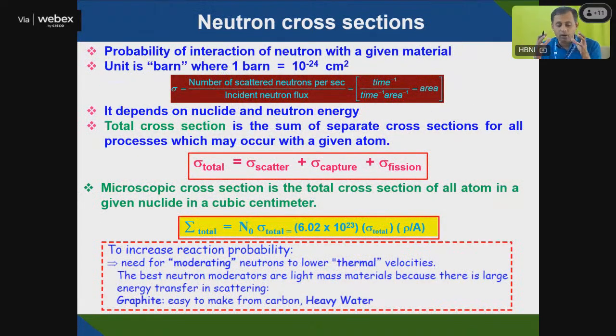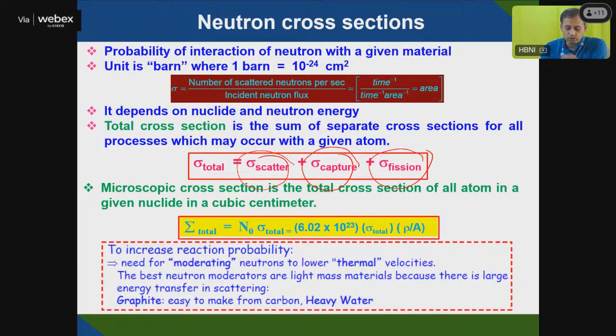How does the neutron interact with the material? It depends upon the neutron cross section. The probability of interaction of a neutron with a given material is expressed as the neutron cross section. The unit is the barn, where one barn is 10 to the power minus 24 centimeters squared. It is expressed as the number of scattered neutrons per second by the incident neutron flux. It depends upon the nuclide as well as the neutron energy, and the total cross section will be how much neutron is scattered, how much is captured, and how much goes to fission products. The summation of these three will give you the total neutron cross section.